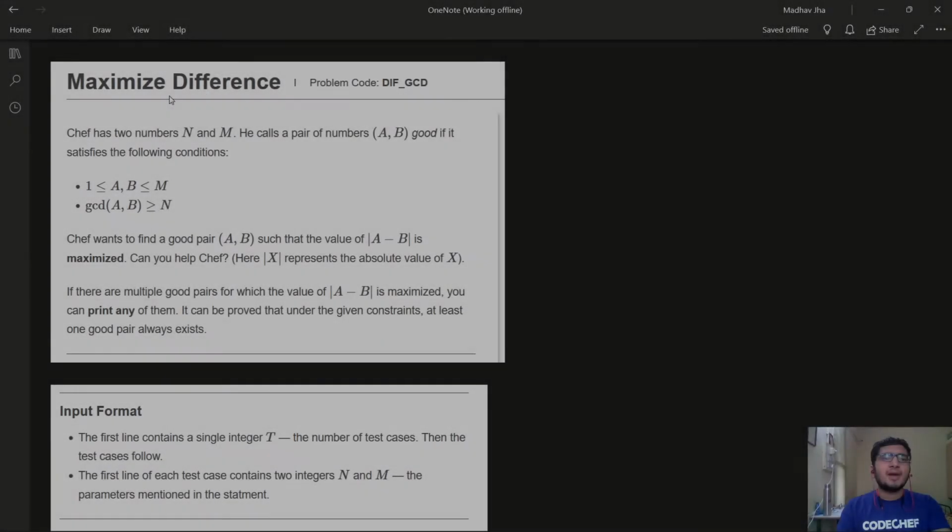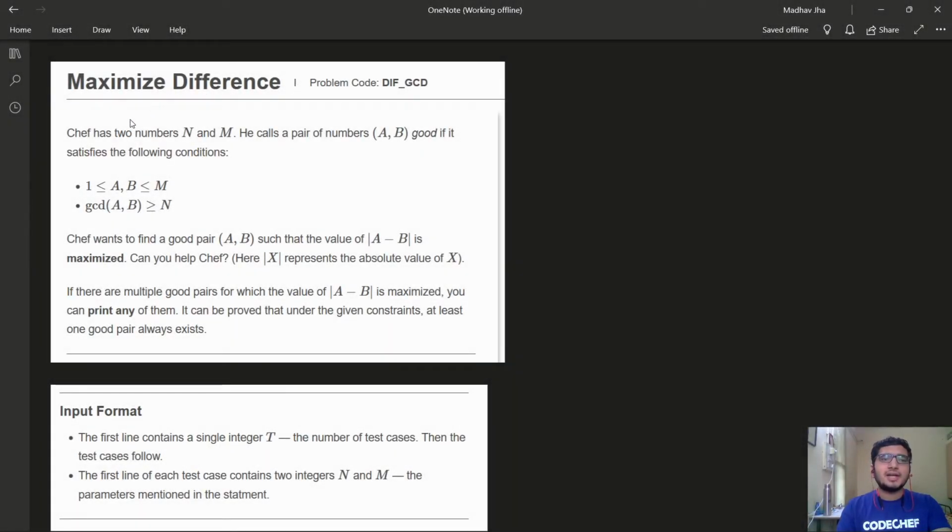The problem is Maximize Difference. Let's have a read at the problem. Chef has two numbers n and m. He calls a pair of numbers a and b good if it satisfies the following.